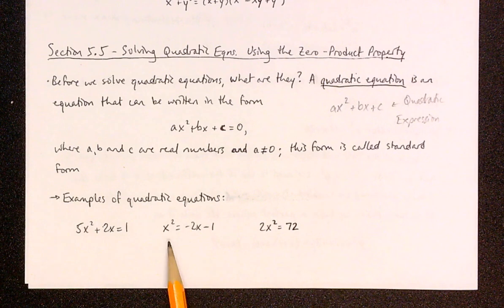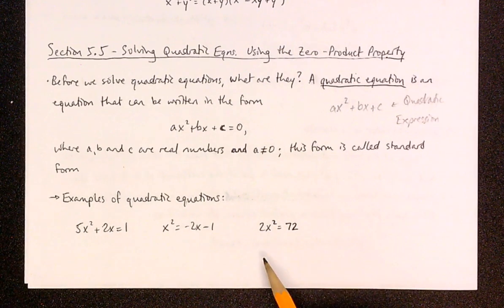Similar kind of thing here. x squared equals negative 2x minus 1. Again, it's not given to us in standard form, but we can easily put it in that standard form by moving these two terms over to that left-hand side. And 2x squared is equal to 72. This is also a quadratic equation.